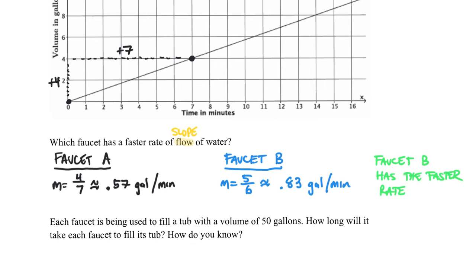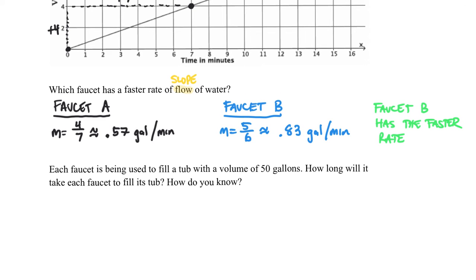Each faucet is being used to fill a tub with a volume of 50 gallons. How long will it take each faucet to fill its tub, and how do you know? Okay, so let's start with faucet B, and we'll come back to faucet A. Faucet B, we have the equation, y equals 5/6 x. We want to know how long it will take. Remember, x is time. So we want to know how much time for this to reach 50 gallons.